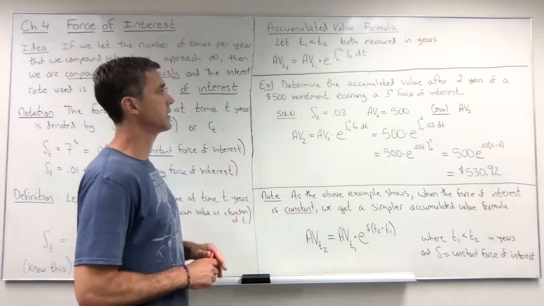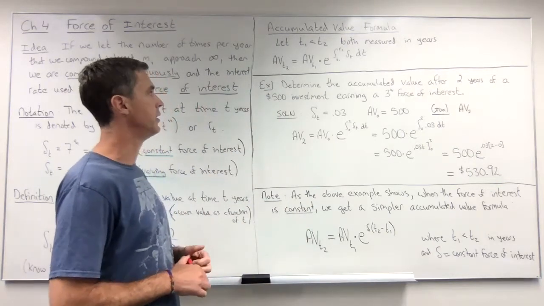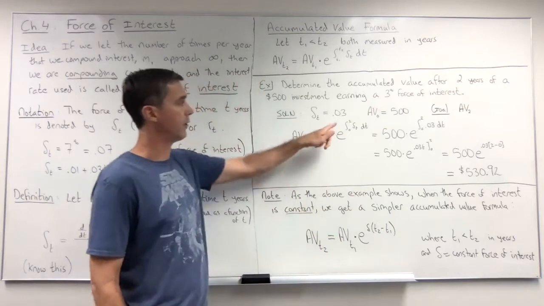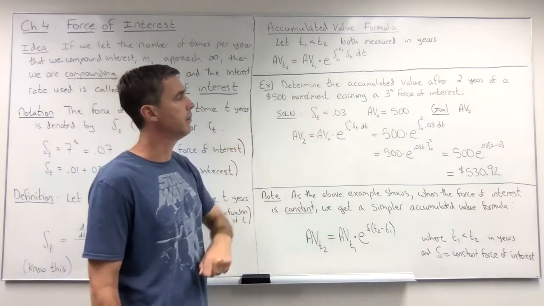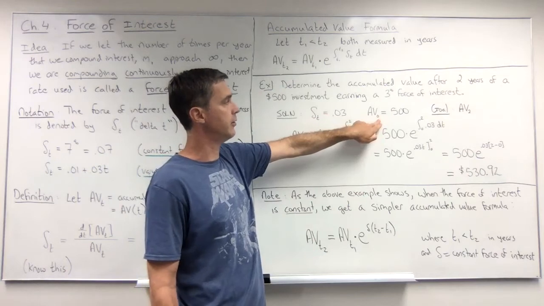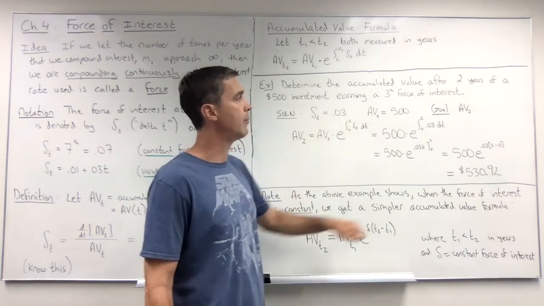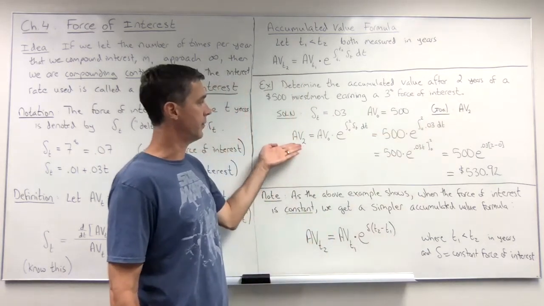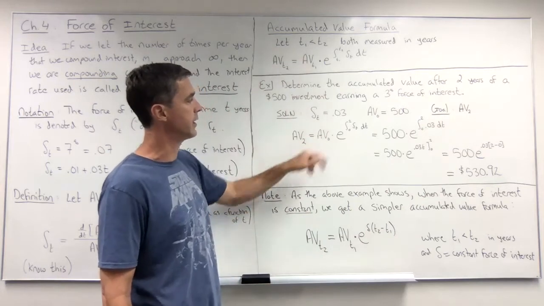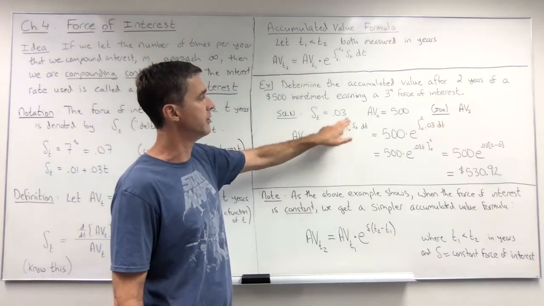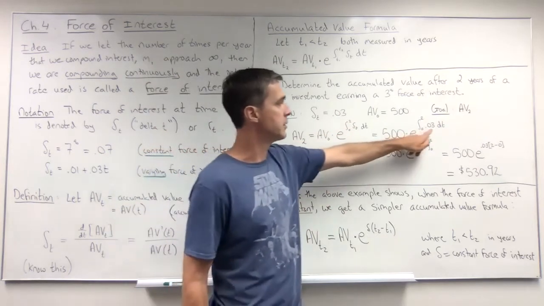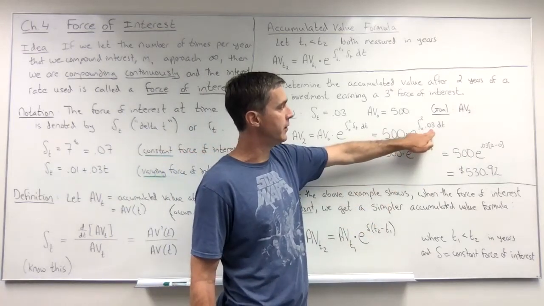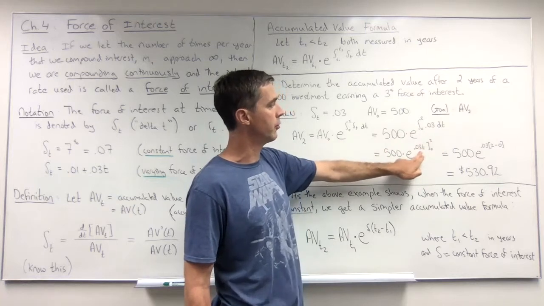Okay. All right. So as an example, determine the accumulated value after 2 years of a $500 investment that earns 3% force of interest. So our force of interest delta t is 0.03. Our accumulated value at time 0, the initial amount we started with, was $500. And we'd like to know the accumulated value 2 years later, so AV2, right? Well, so there's the formula from up above. AV2 equals AV0 times e to the integral from 0 to 2 of the force of interest. Force of interest is 0.03. AV0 is 500. The antiderivative of 0.03 is 0.03 times t.